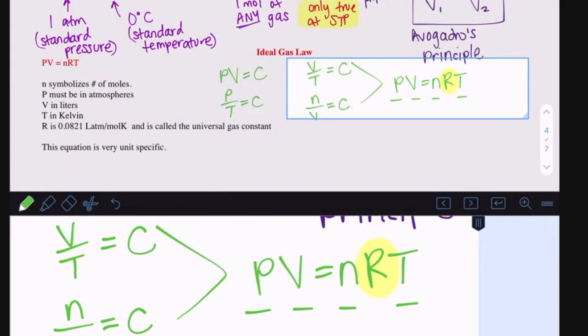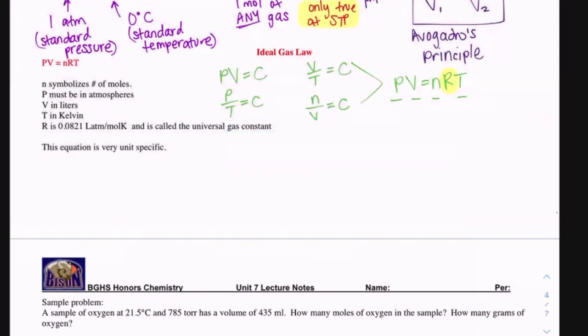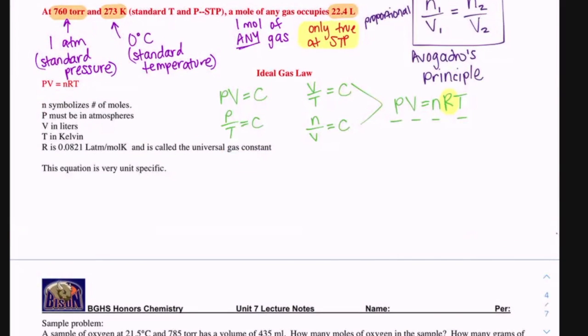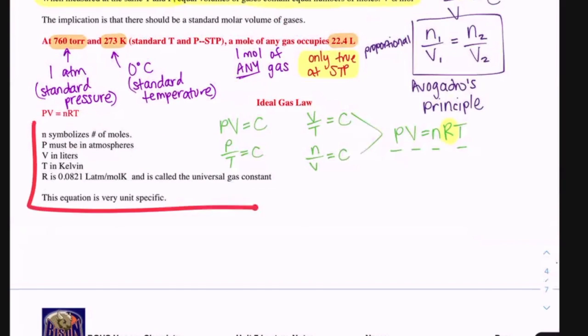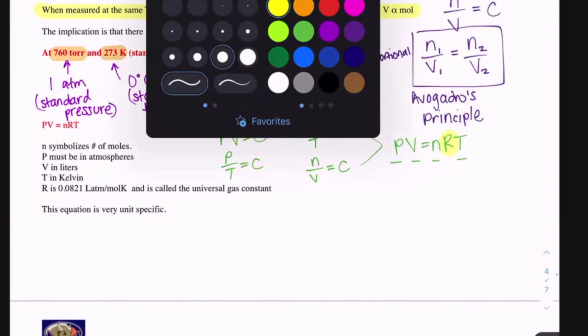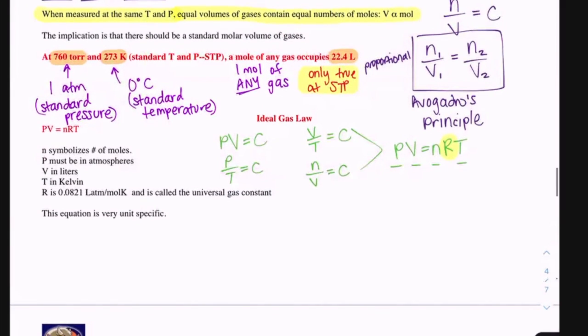All right, so if we take a look over here on the left, it's telling us the different variables in the ideal gas law. As you can tell, it contains all of the ones we've been talking about and the units they need to be in, in order to use the ideal gas law. So let's take a closer look. It's telling me that n symbolizes the number of moles. We just talked about that. Lowercase n tells us my number of moles.